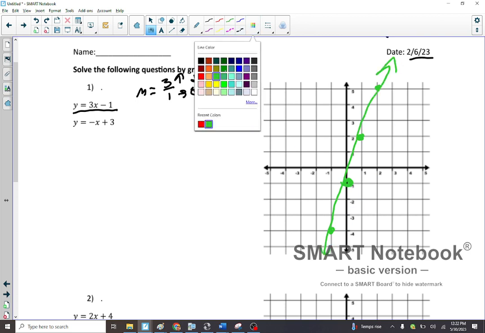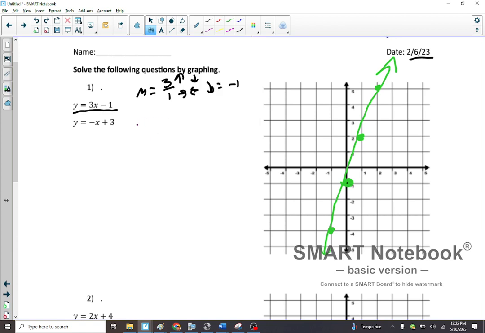Again, we're going to do the next thing. The other line is going to be drawn too. So it's negative x. Remember, that's an invisible negative 1 in front. So the slope here is negative 1 over 1, which is down 1, right 1, or the reverse, up 1, left 1. And here the b value is 3. So I'm going to start at positive 3.